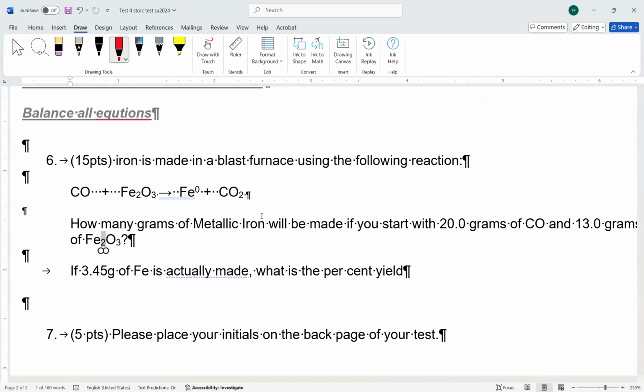Okay, iron is made in a blast furnace using the following reaction. Carbon monoxide plus rust equals iron plus carbon dioxide.